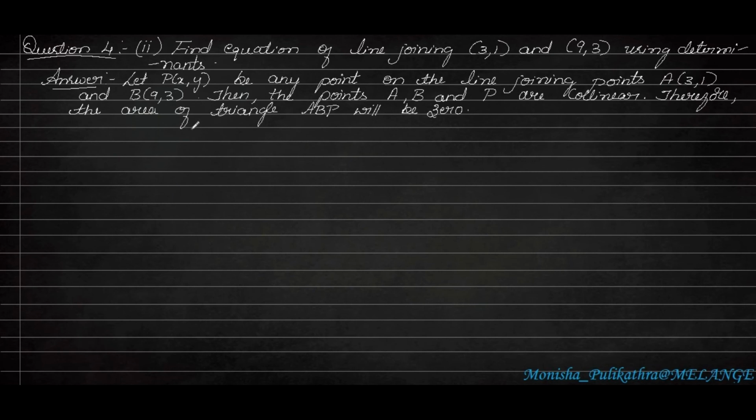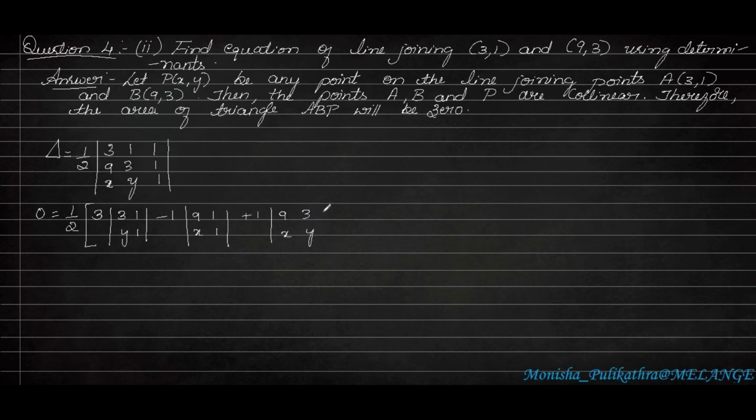Moving on to the second sub question, it is exactly similar to the previous first sub question. Here 2 vertices have been given. So since the points are collinear, the area of the triangle will be 0. So here in the first and second columns, we have to write the given points, that is 3, 1 and 9, 3. The last point is not given, so we can add it as x, y, and the last column will be 1, 1, 1 as usual. So delta is 0, half into here. When I take 3, the remaining elements will be 3, 1 and y, 1. So next minus 1. When I take minus 1, it will be 9, 1, x, 1. And next plus 1. So it will be 9, 3 and x, y.